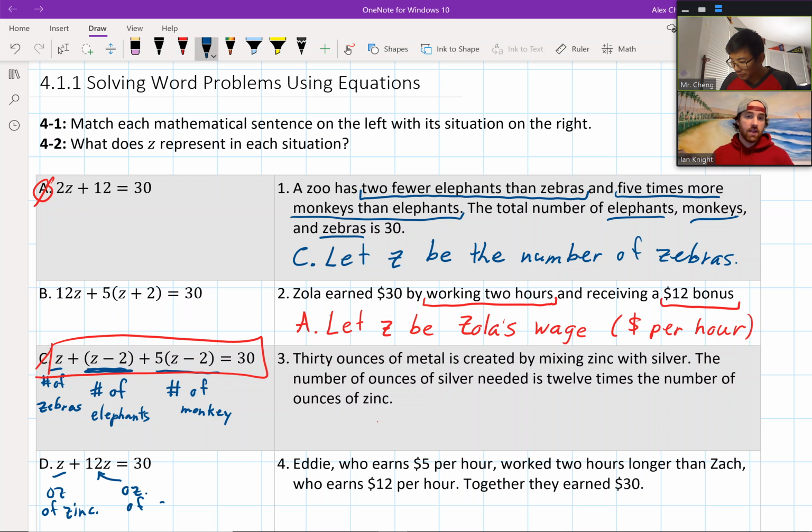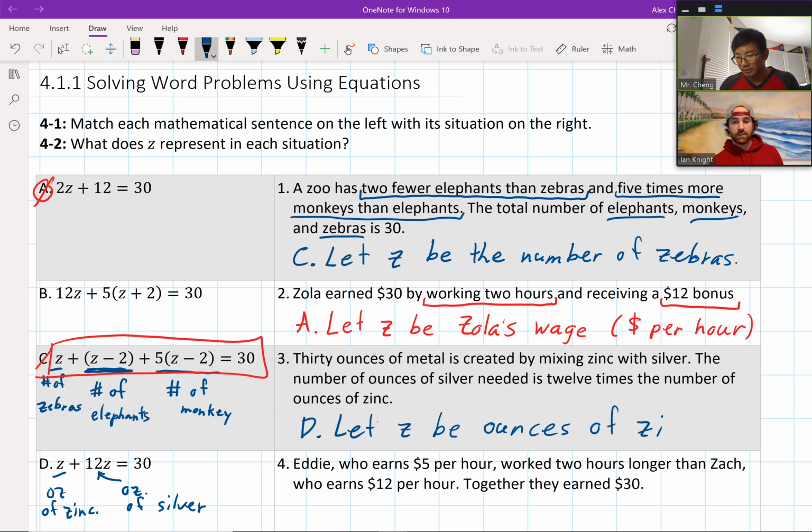Yeah. And then for our let statement, because we can tell really well, thanks for your annotation here, that Z in this case is going to be: let Z equal the number of ounces of zinc, or let Z equal zinc in terms of ounces. Nice. Yeah, I like that. Since we know that the zinc itself is included in that weight, plus how much silver is, which is 12 times that, that'll get us to our total 30.